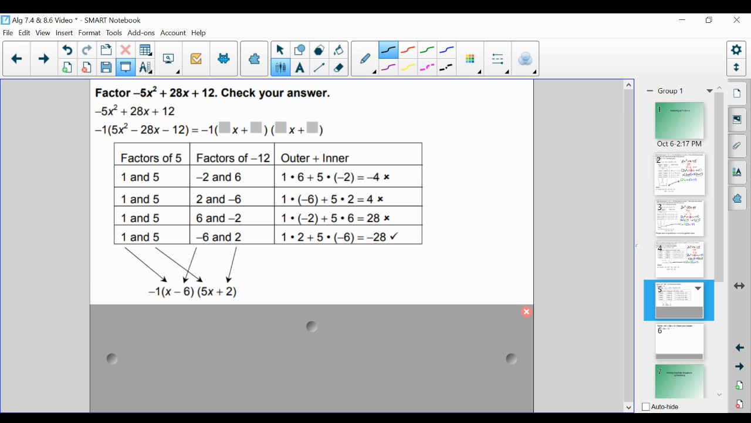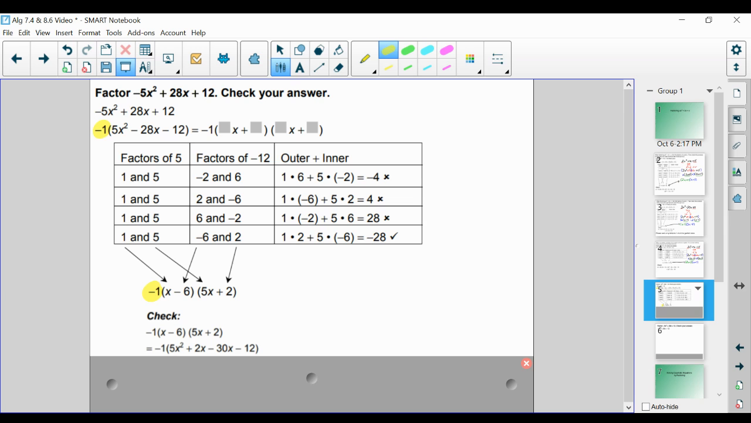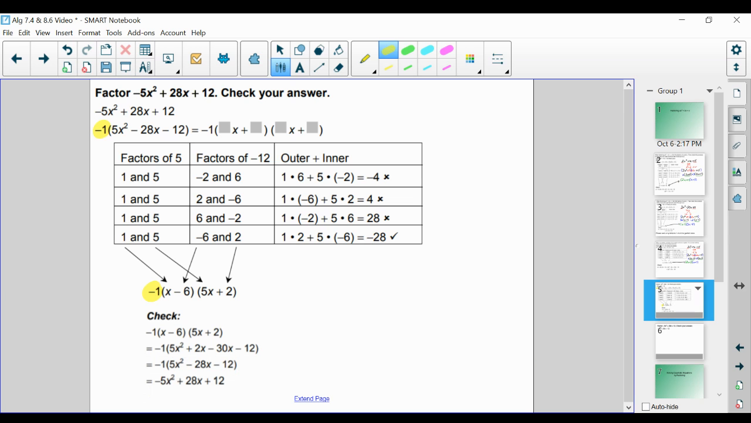And now notice here, we do include that negative 1 because it's still part of our problem. If it wasn't part of our problem, when we check our answer, it's not going to match what we started with. We do then end up, because we included that negative 1, back with the negative value at the end.